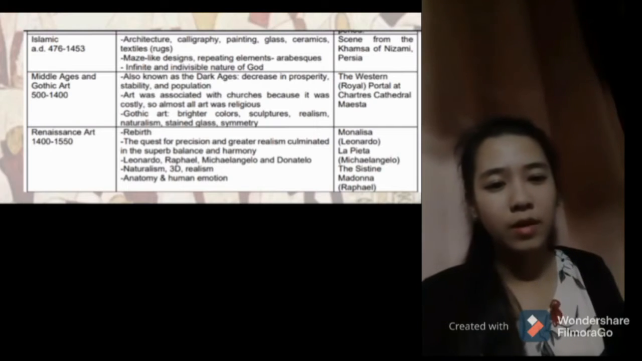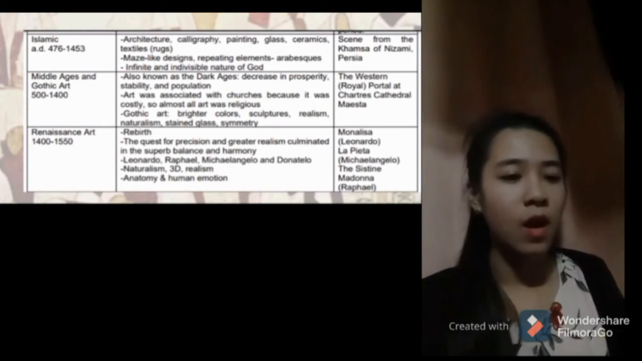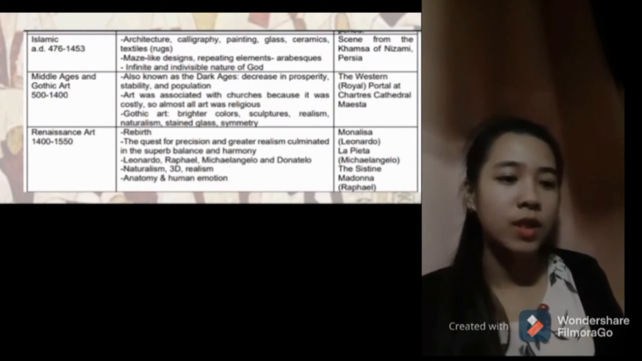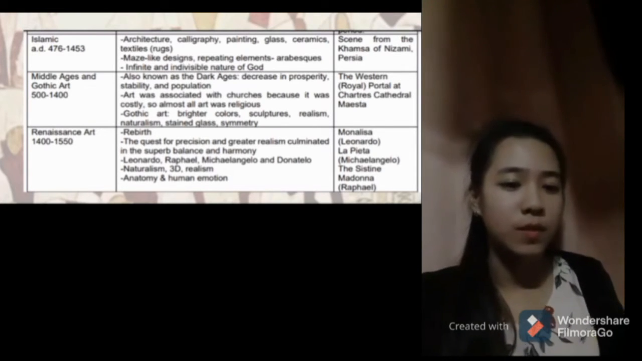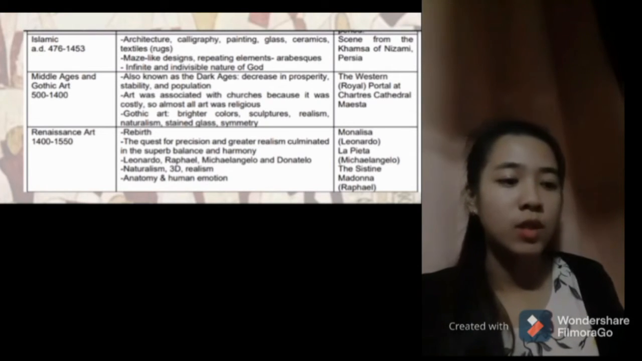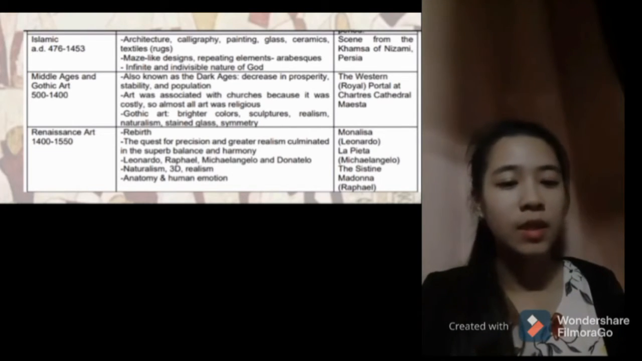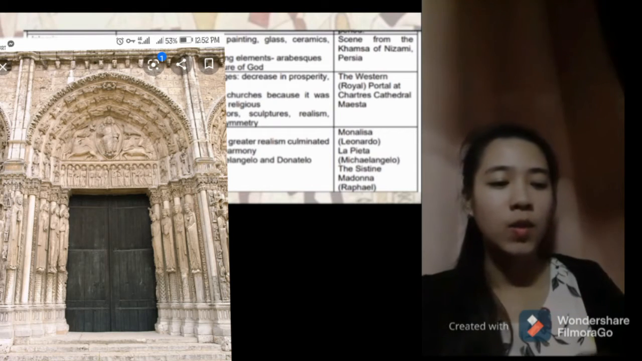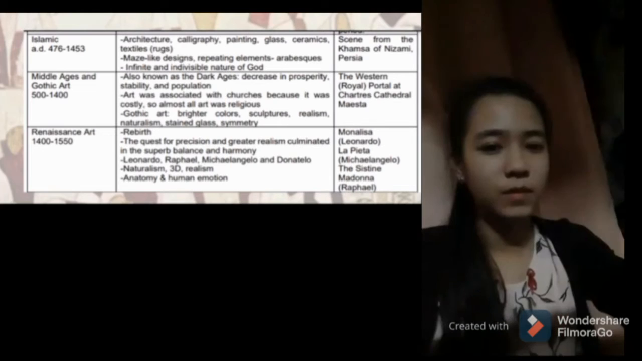Middle Age and Gothic art, 500 to 1400 years, also known as the Dark Age, a decrease in prosperity, stability, and population. Art was associated with churches because it was costly, so almost all art was religious. Gothic art: brighter color, sculptures, realism, naturalism, 3D realism. Artwork, the Western Royal Portal at Chartres Cathedral.